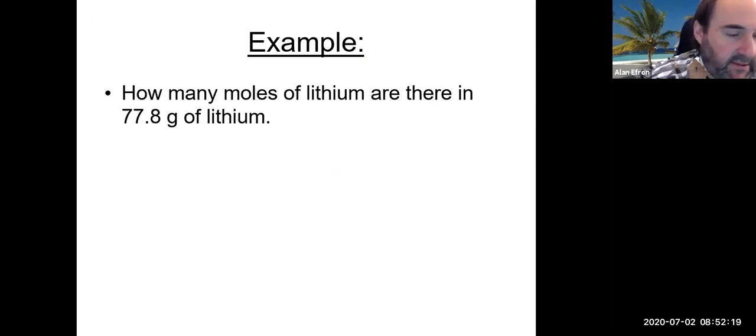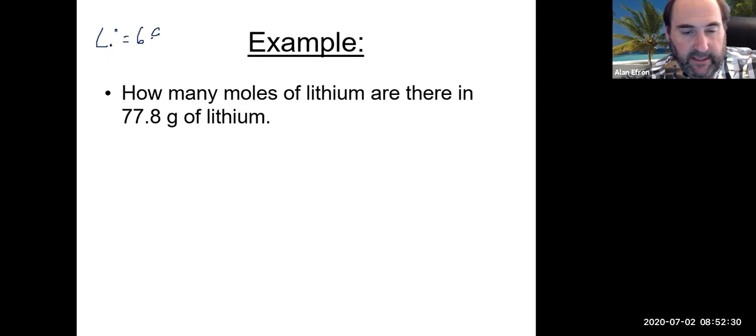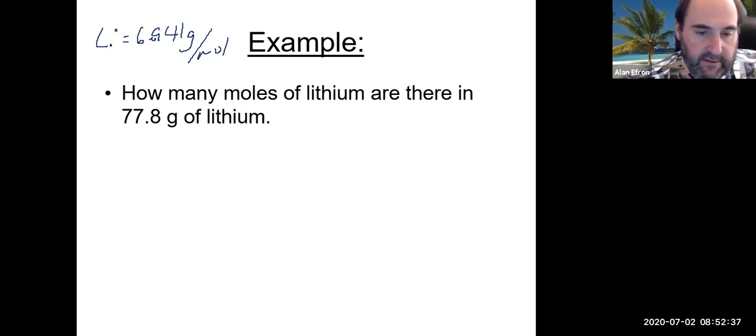All right. So why don't you try this one? This is lithium, 6.941, I think, from the periodic table. So again, from the periodic table, lithium is 6.941 grams per mole. So take a minute or so here and see what you come up with.